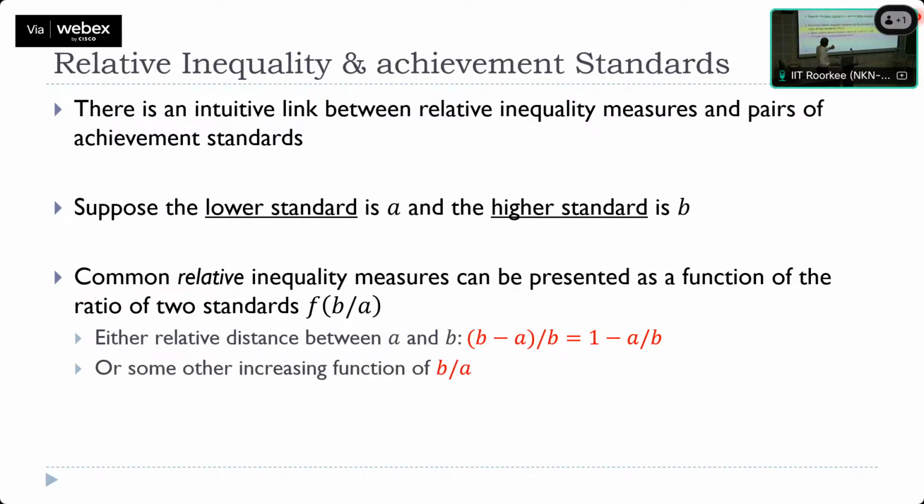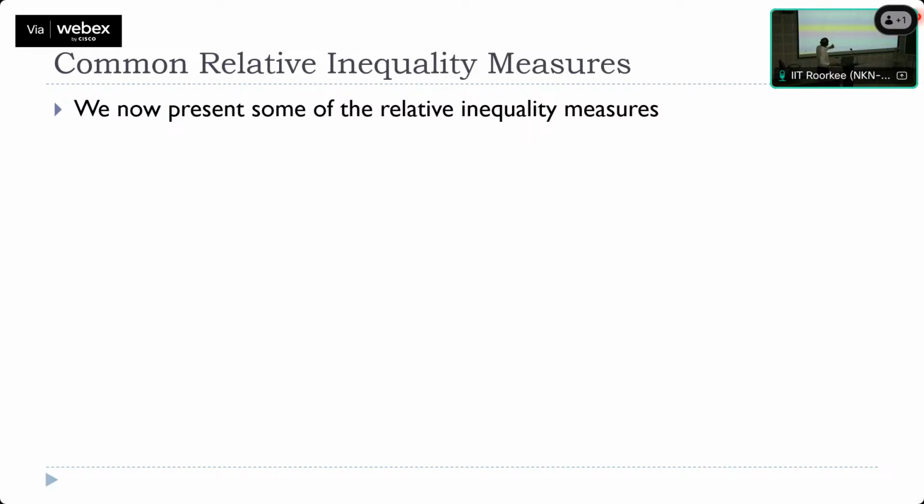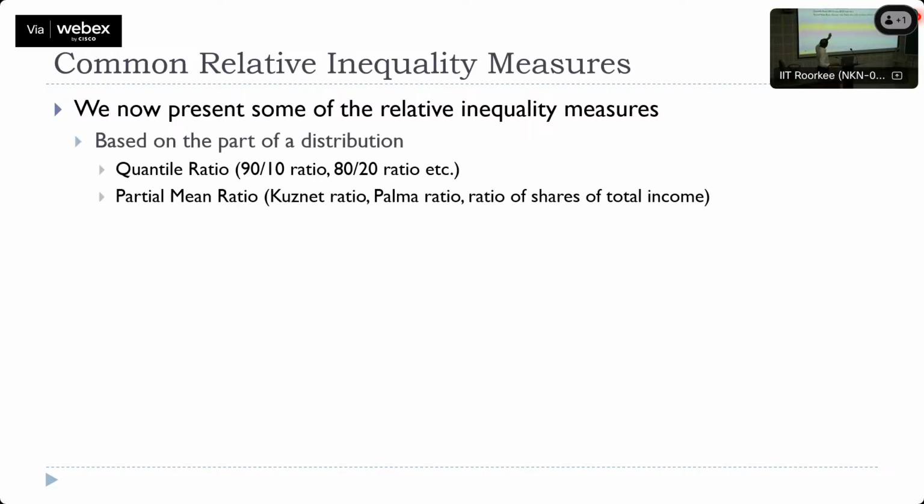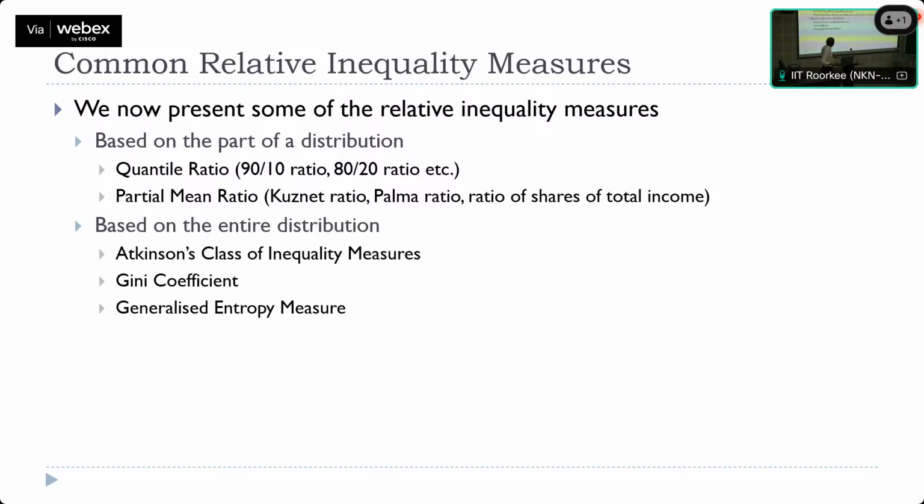Okay. Common relative inequality measures. Number one is percentile quantile ratios, and you will see them in OECD reports, World Bank reports, country statistics. You will have the 90-10 ratio, the 80-20 ratio. Still, they're relative. That means they're right wing, I'm just using this word, rightist approach. Then there are partial mean ratios: the Kuznets ratio, the Palma ratio, the income share of the top 10% versus the income share of the bottom 10%. They all fall in that category.